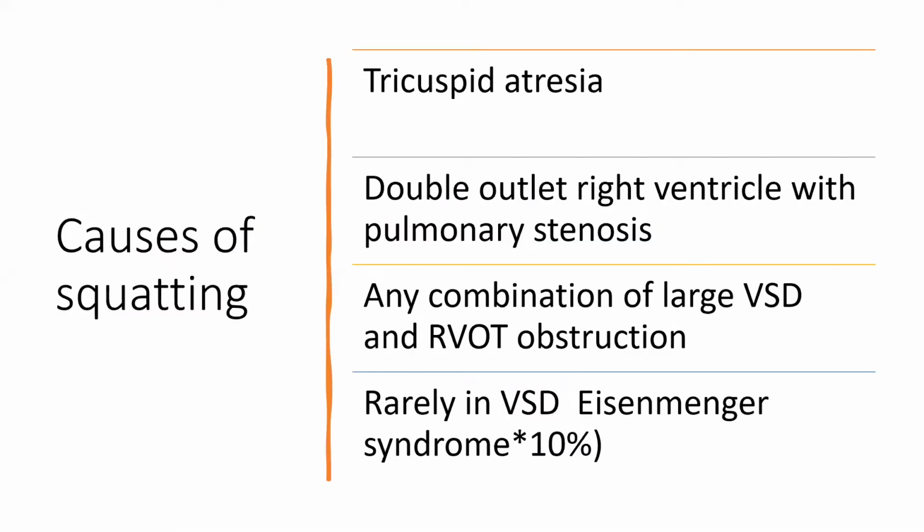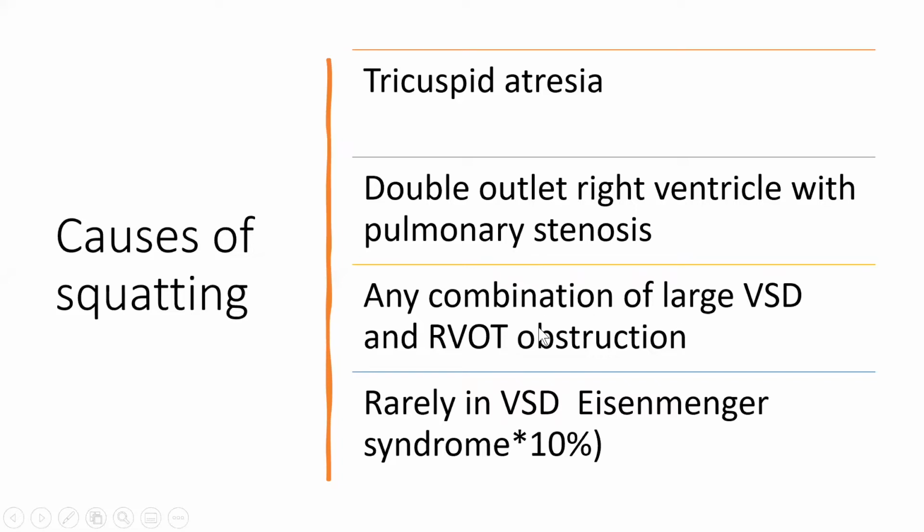Now, we think that only tetralogy of Fallot causes squatting. There are many other conditions which can present with squatting, like tricuspid atresia. DORV, double outlet right ventricle with PS, is the closest differential of any Fallot, which is what is mentioned here as a second diagnosis.